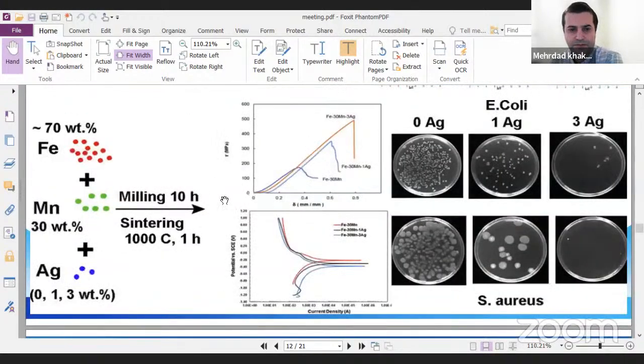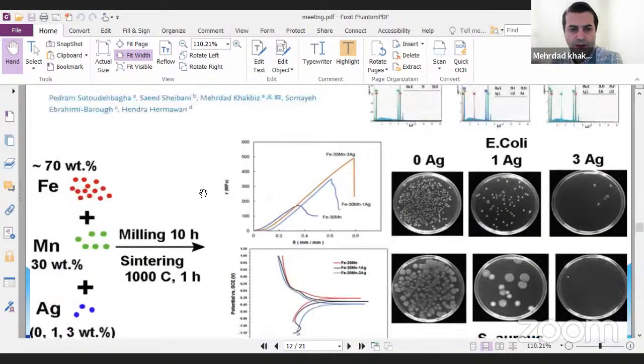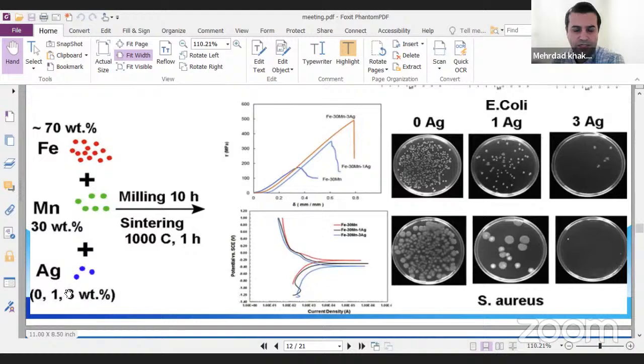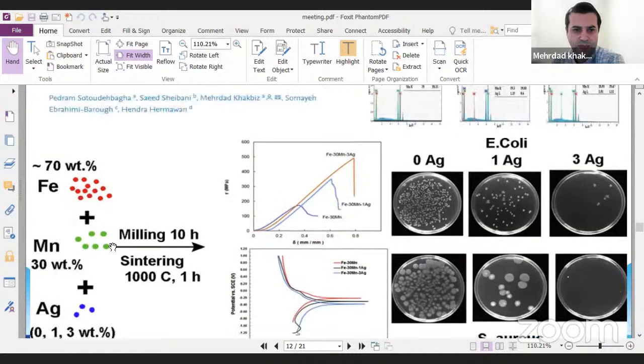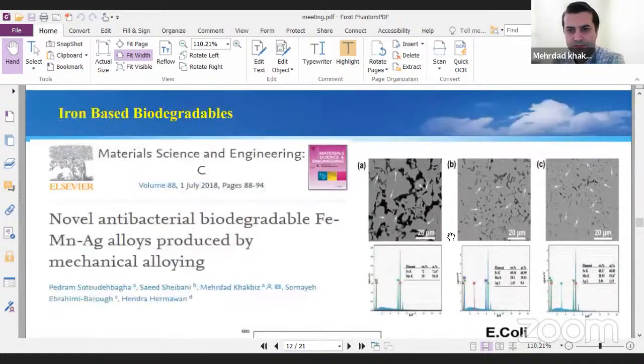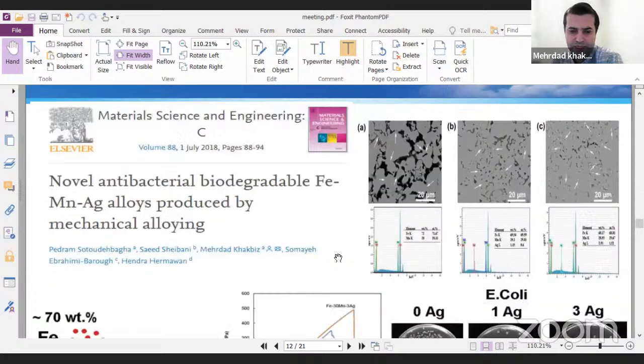For producing these alloys, we use powder metallurgy and high energy ball milling to produce the nanostructure of these alloys. For example, we used 70% iron and 30% manganese, and also 0, 1, and 3% silver. By milling for 10 hours and sintering at 1000 Celsius for 1 hour, we finally produce a nanostructure biodegradable alloy for medical application.